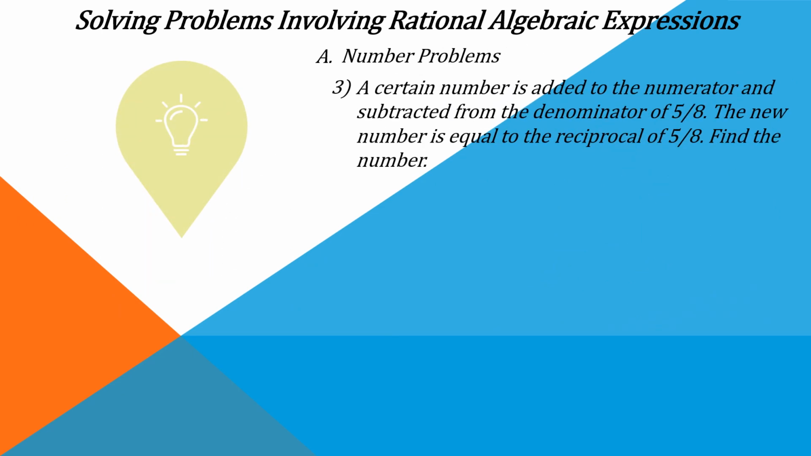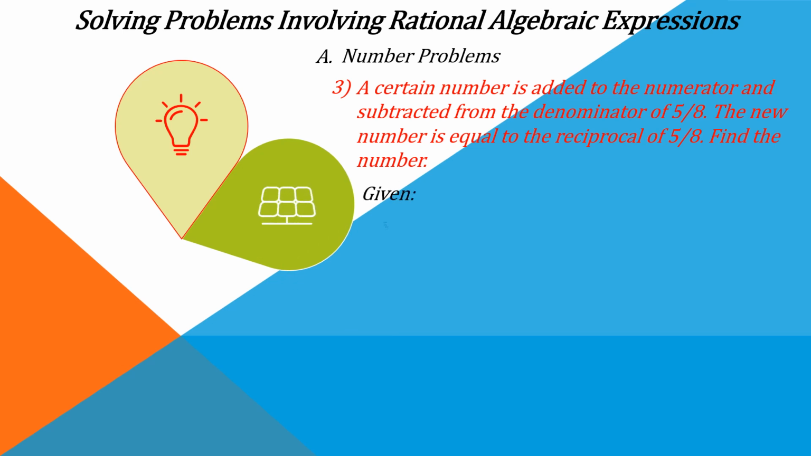Example number 3. A certain number is added to the numerator and subtracted from the denominator of 5 over 8. The new number is equal to the reciprocal of 5 over 8. Find the number. Now again, we need to take the given in this example, wherein let x be the number, and the condition in the problem is that the number is added to the numerator and subtracted from the denominator of 5 over 8. The new number is equal to the reciprocal of 5 over 8.